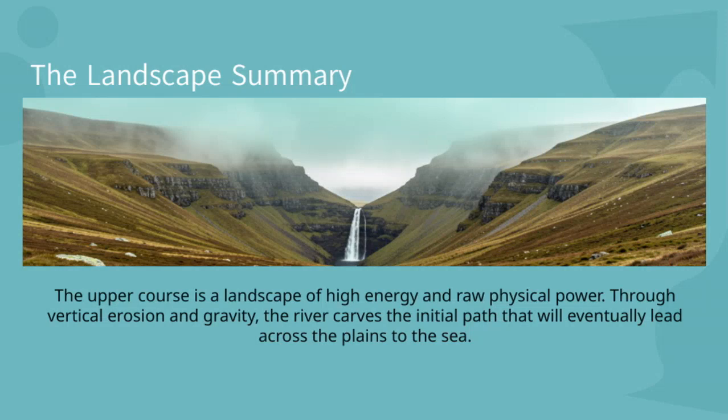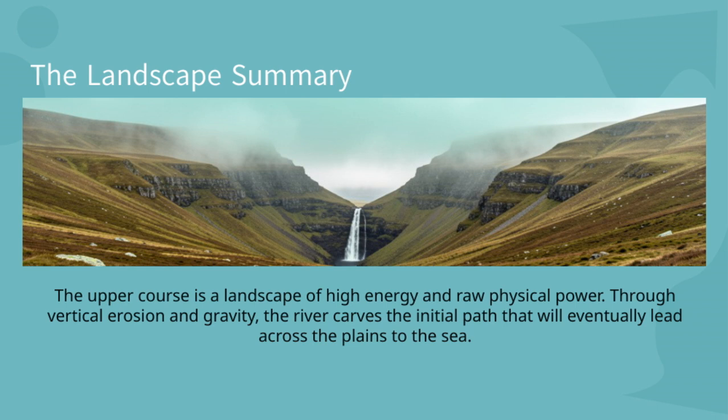Let's pause and think about the upper course as a whole. The upper course is a landscape shaped by high energy, steep gradients, and gravity. The river is high above sea level and is trying to cut its way down through the landscape. The dominant process is vertical erosion. This vertical erosion creates narrow, steep-sided valleys. Weathering and mass movement then help shape the valley sides, producing V-shaped valleys.